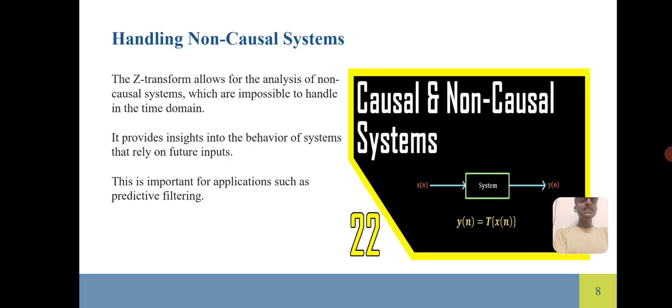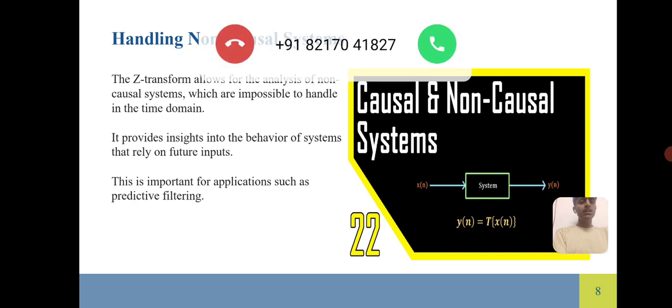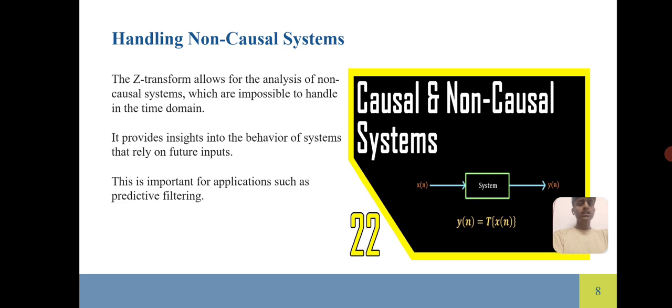So handling non-causal systems. The Z transform allows for the analysis of non-causal systems, which are impossible to handle in the time domain. So this concludes the main things. Handling non-causal systems is the main important thing we have to learn in this session.